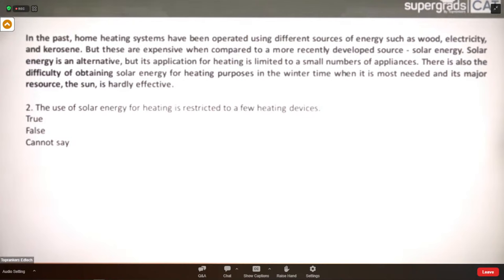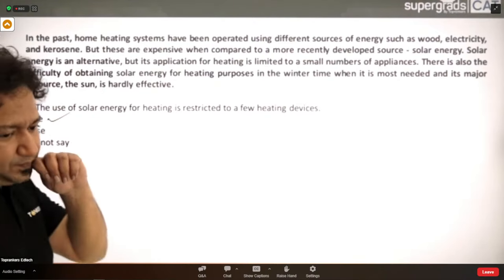But Shubham, they have mentioned the application for heating, isn't it? When they talk about the appliance which has heating as the application, we can be sure about it. No? Am I clear here? Okay. So when they say application for heating, that means they're talking about the heating appliances only. They have mentioned it in this way so that you become confused and mark can't say. The correct answer is true. All right.